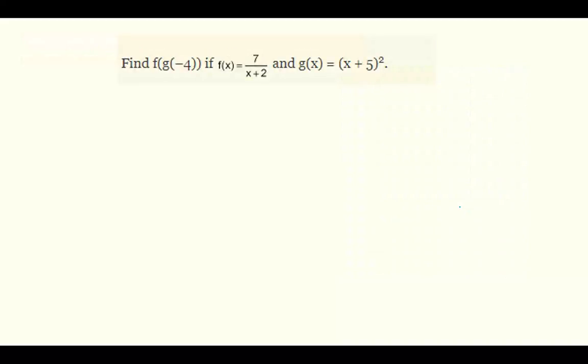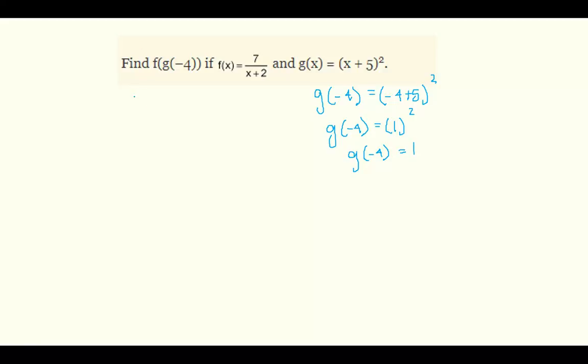This one says find f of g of -4. So to find this, our first step is to plug in a -4. We're going to find g of -4 first. So I'm going to plug in a -4 for my x and solve this. So g of -4 is going to equal 1 squared. So g of -4 is just equal to 1.